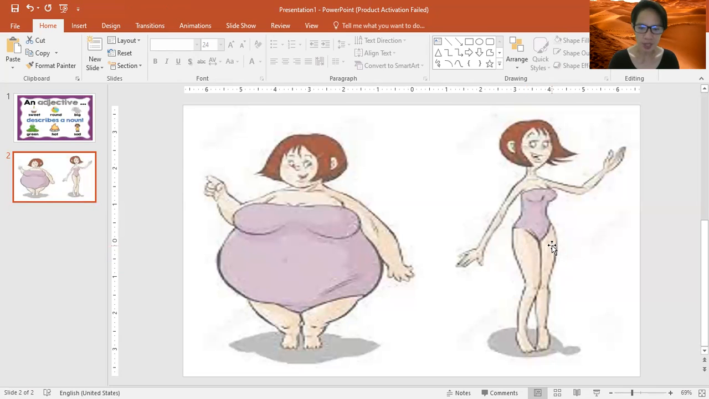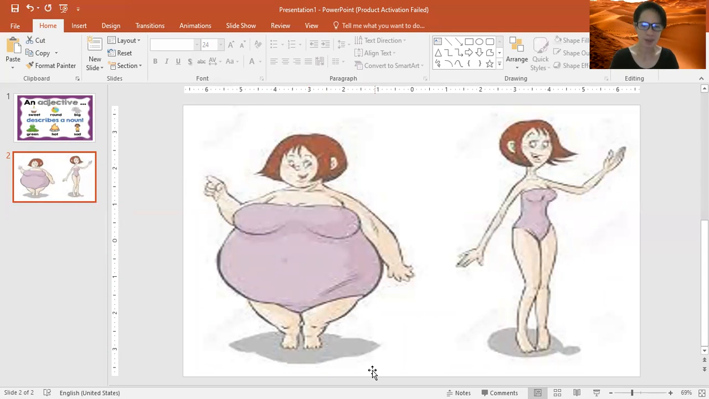Okay, so look at this one. Look at this girl. What can you say about this girl? Teen. Okay, she's teen. Teen girl. Or skinny. Skinny is skinny. All right. So the word teen and skinny describe this girl. Teen and skinny is an example of adjective. How about this girl? What can you say about this girl? Yes, fat. She is fat. The word fat describes the girl. Fat girl. Okay, so fat is an adjective.